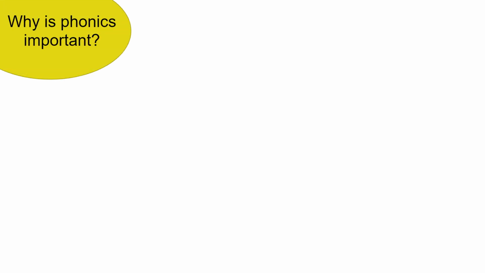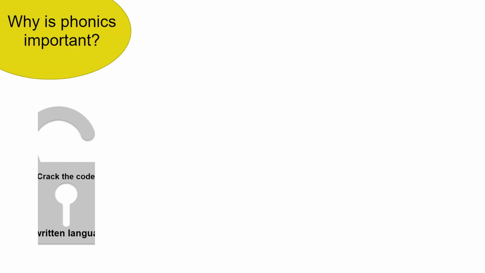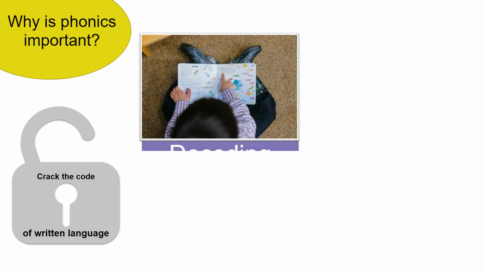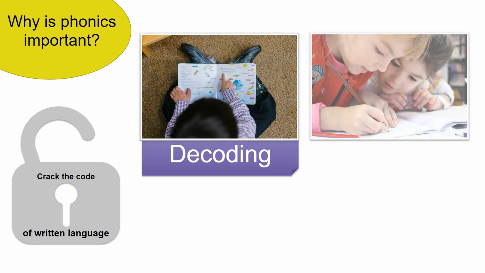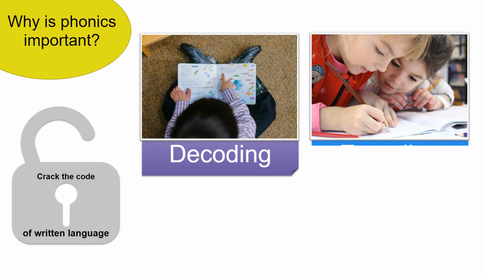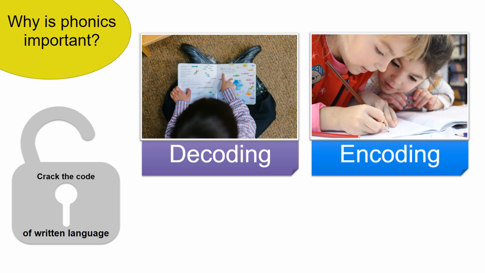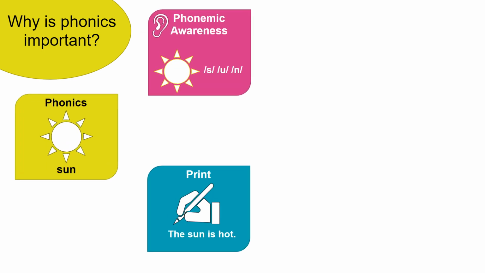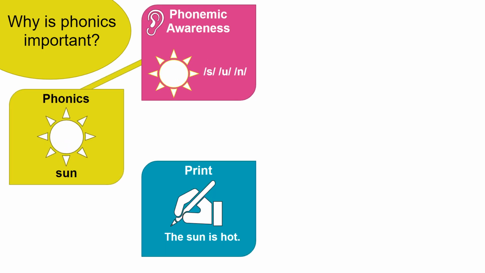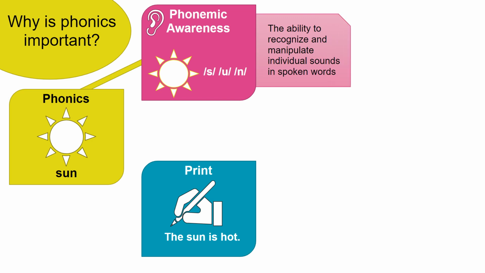Finally, why is phonics important? Phonics helps crack the code of written language. Knowing the sounds of letters will help children read, decoding, and helps children know which letters to use when writing, encoding. It's important to note that phonics is what connects instruction in phonemic awareness, the ability to recognize and manipulate individual sounds in spoken words, to actual print.